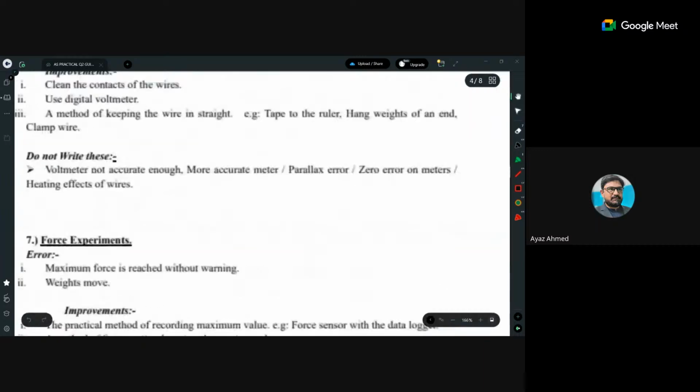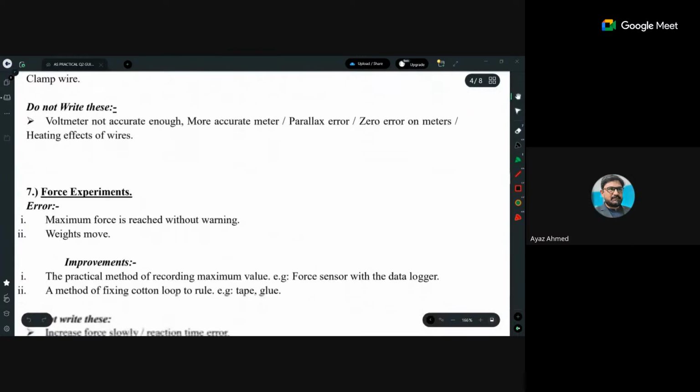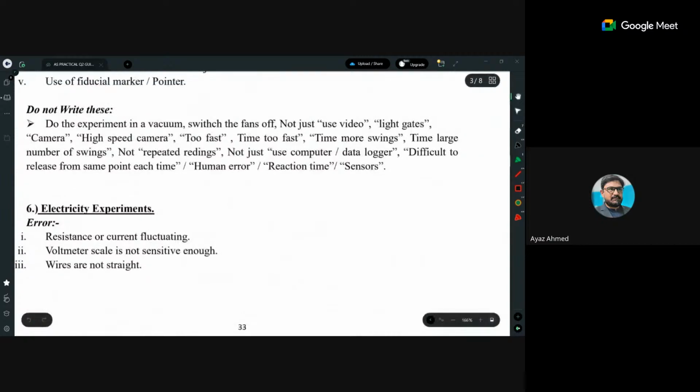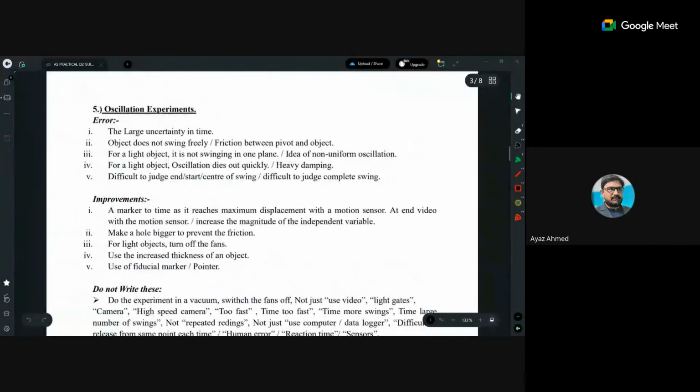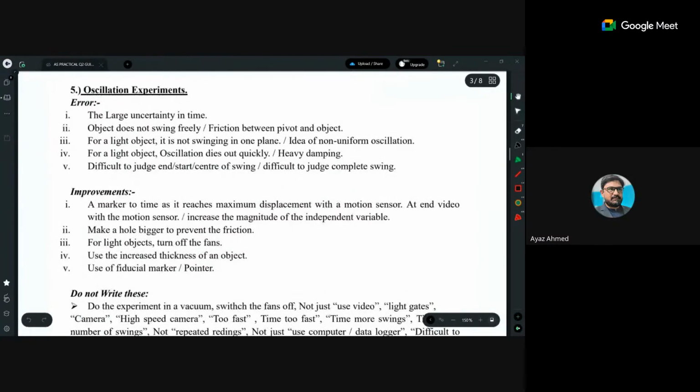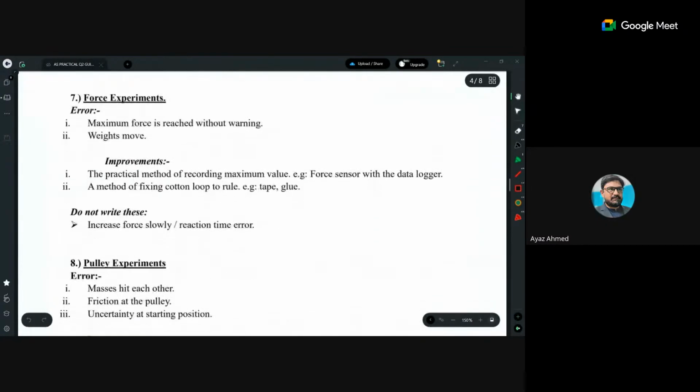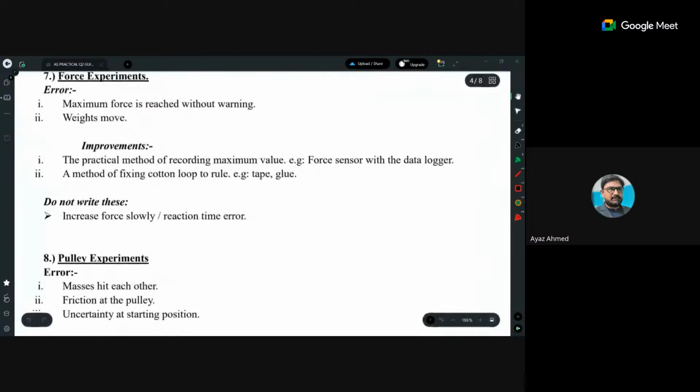Sort of the experiments related to electricity experiments. Last time we had done up to here. Yes, sir. Oscillation experiments were done, electricity experiments were done, and then force experiments.